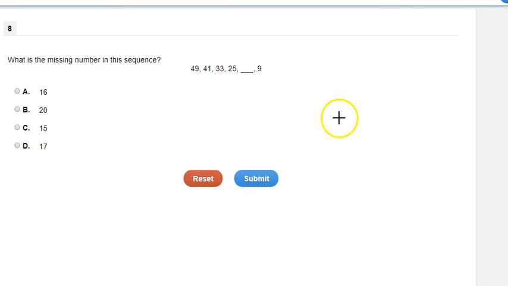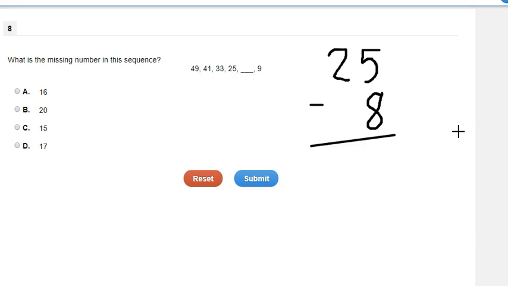So I'm going to clear this and start over. 25 minus 8. Maybe if I go a little slower. 25 minus 8.